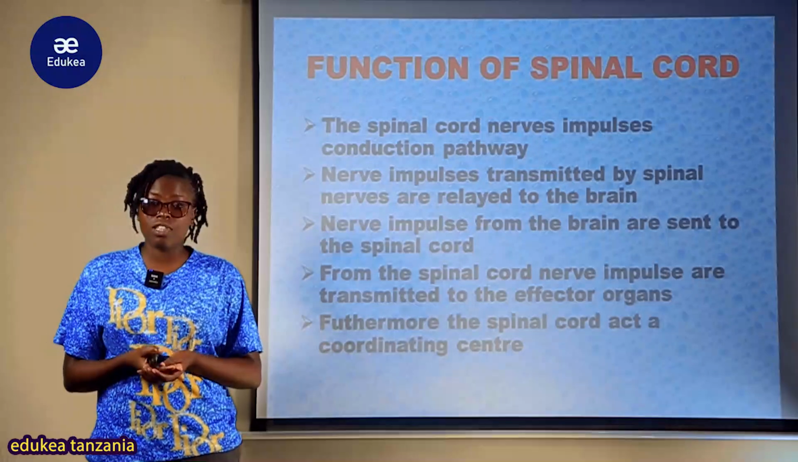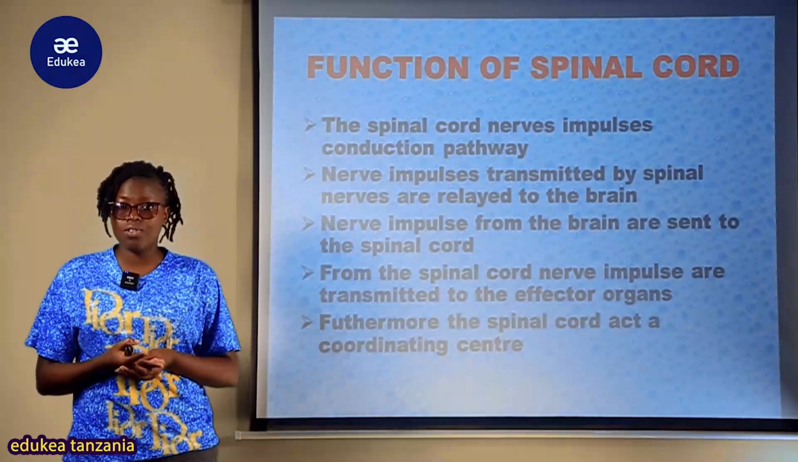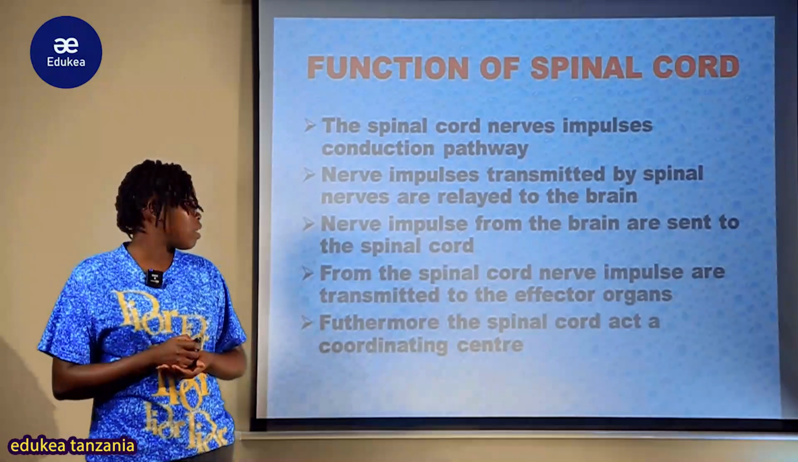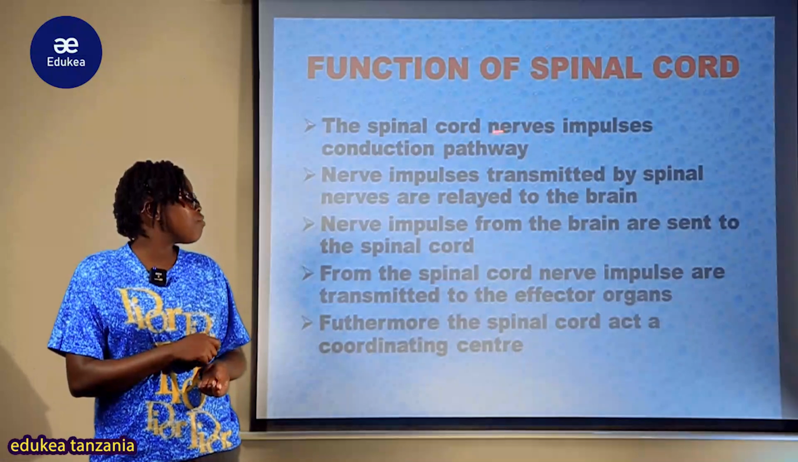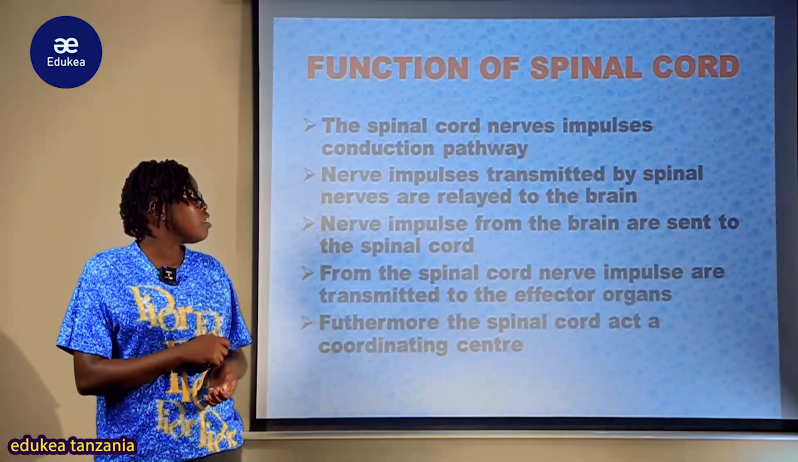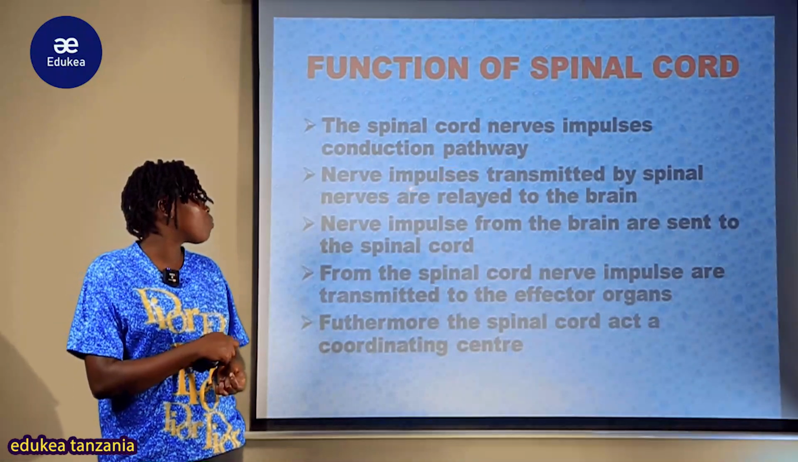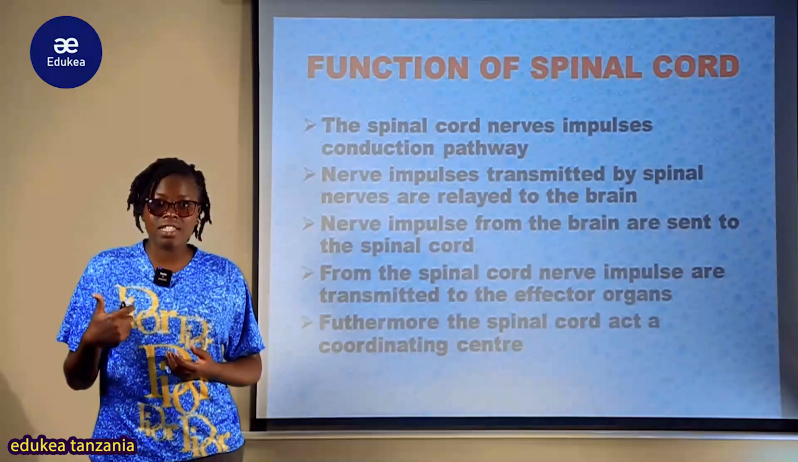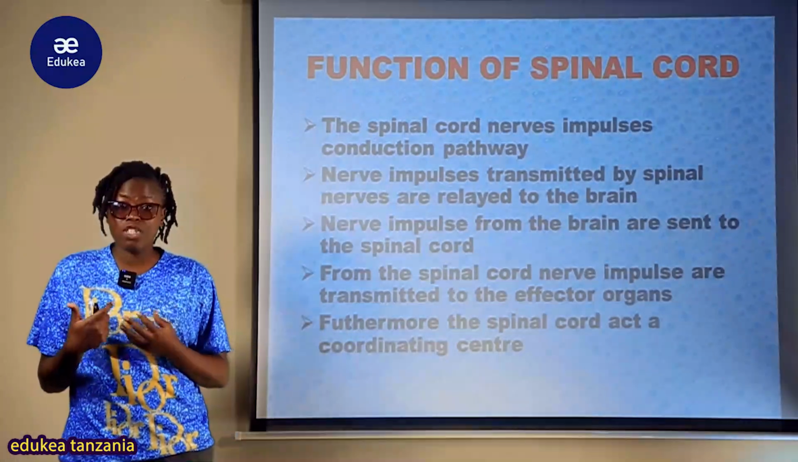So what are the function of the spinal cord as one of the part of the central nervous system? The first one, the spinal cord nerve impulses conduction pathway. So the spinal cord acts as a nerve impulses conduction pathway.